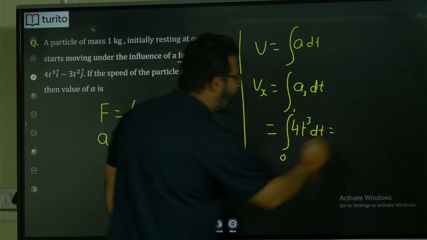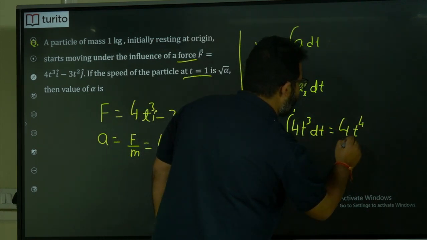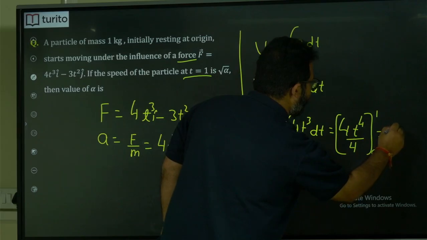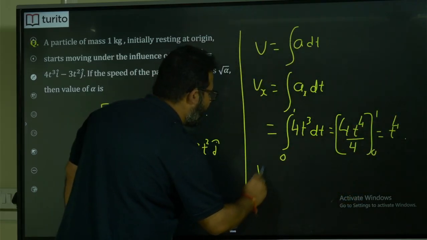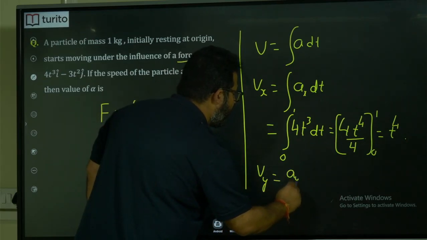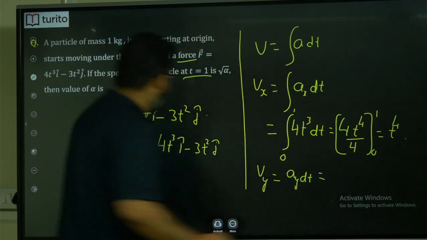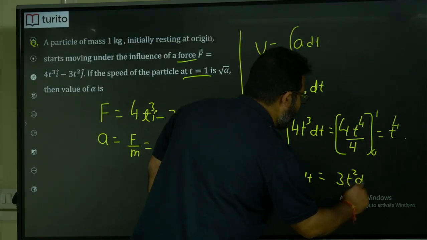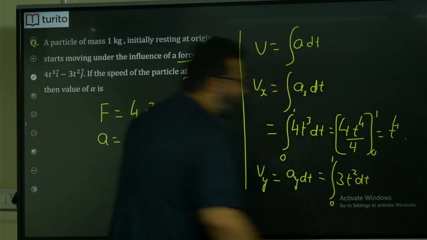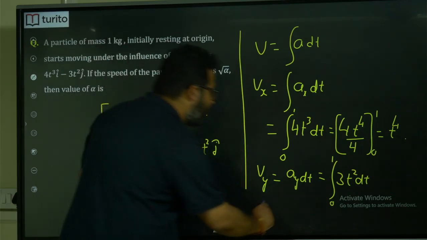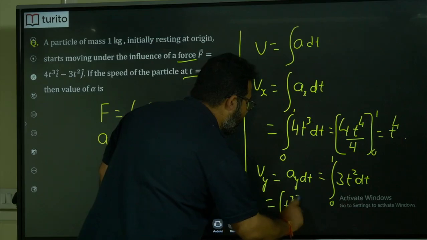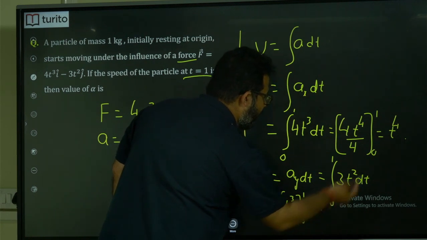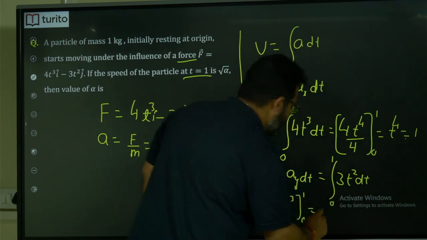So this you will get as 4t⁴ by 4, limit 0 to 1, that is t⁴, and similarly vy will be the integration of ay dt, ay is 3t² dt, limit 0 to 1. Now t² dt integrates to t³ by 3, so this will be t³, limit 0 to 1, that is 1³. If you put the limit here it will be 1, and here also it will be 1.